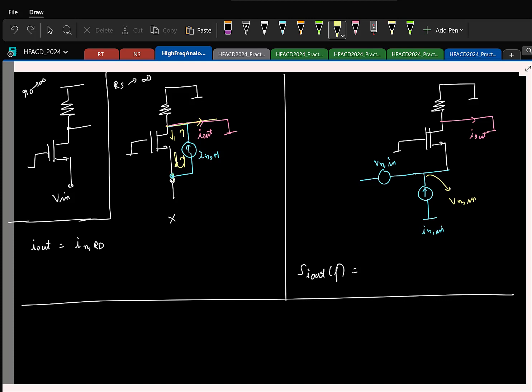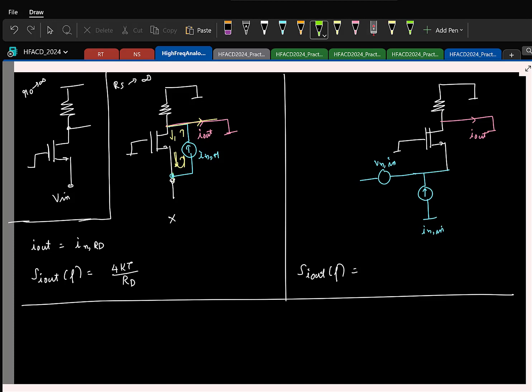Second case here, the current flowing out will be the difference between the current entering in and the current flowing out. Both are same, so nothing will come. So SI out is simply, the output noise will be only due to the resistor. So if I find the SI out of F, it's 4kT by. So here then let's find it.